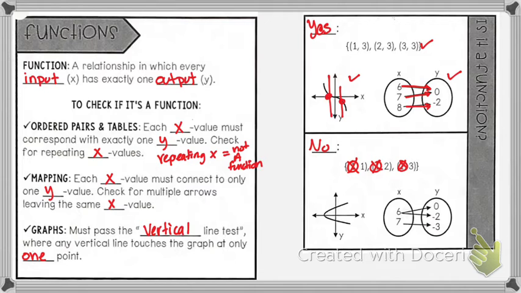Okay. For the mapping, it says each x value must connect to only one y value. Well, here we have 6, and it's connecting to two y values. So here, this is not a function. And then on the graph, if we do our vertical line, we're touching the line 2 times, and we can only touch it 1 time. Okay.